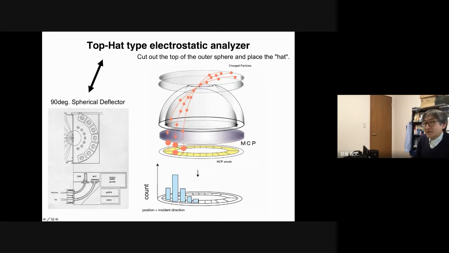And because this instrument has this axis symmetric shape, it has a 360 degree field of view, and coming from any direction, the sensitivity of the instrument is the same. So that is a very good characteristic. So at present, most low energy space plasma instruments have this shape, using this top hat type electrostatic analyzer.